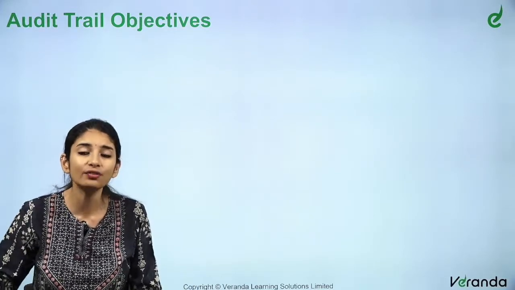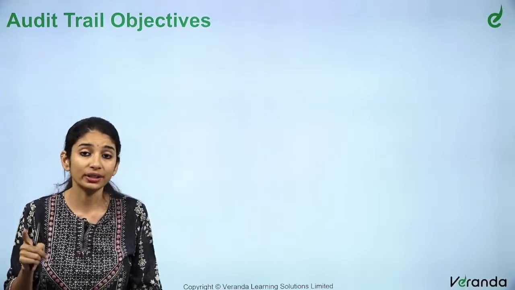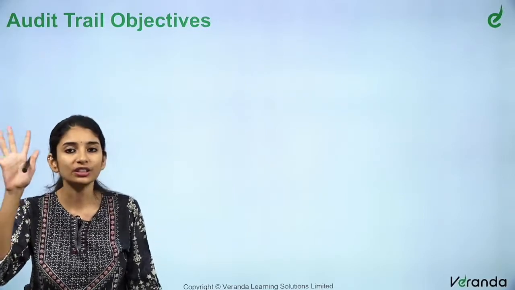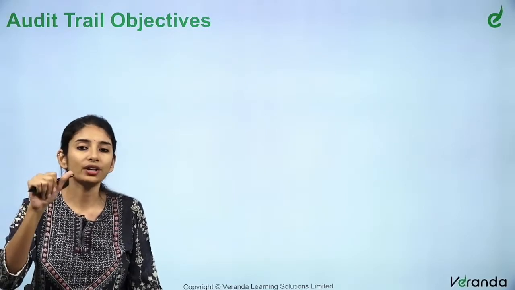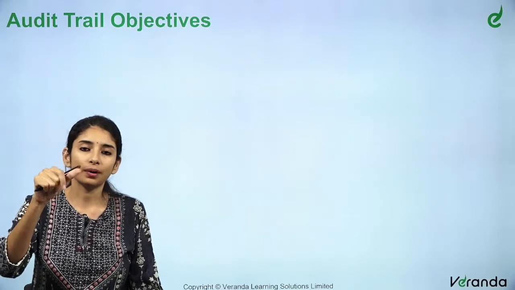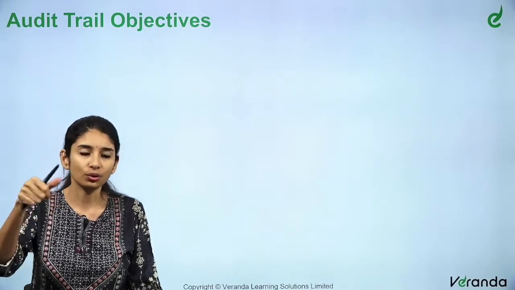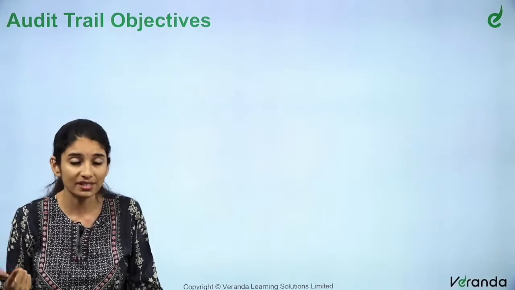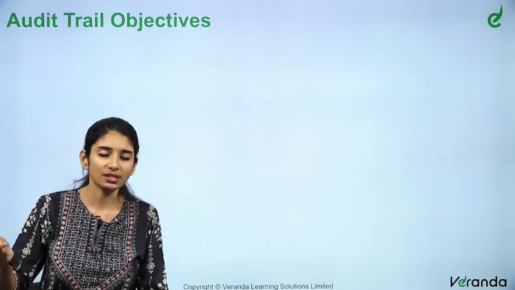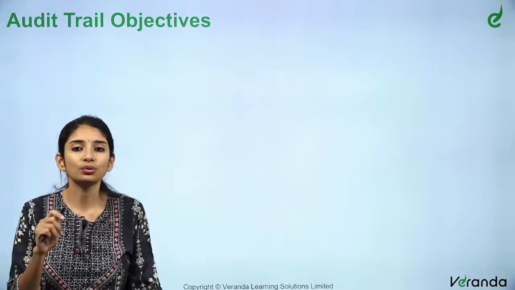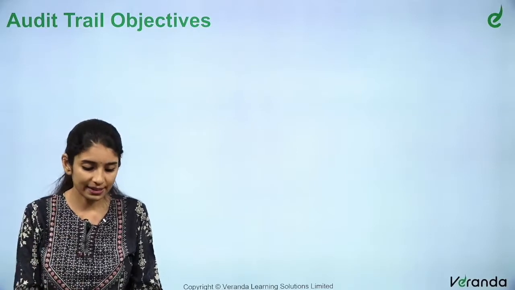Then we studied the need for information systems auditing. In the need, we had 5 points relating to cost, 1 point relating to control evolution, and 1 point relating to privacy, if you can remember. Next we studied audit tools. Audit tools were 5 types that we just revised.